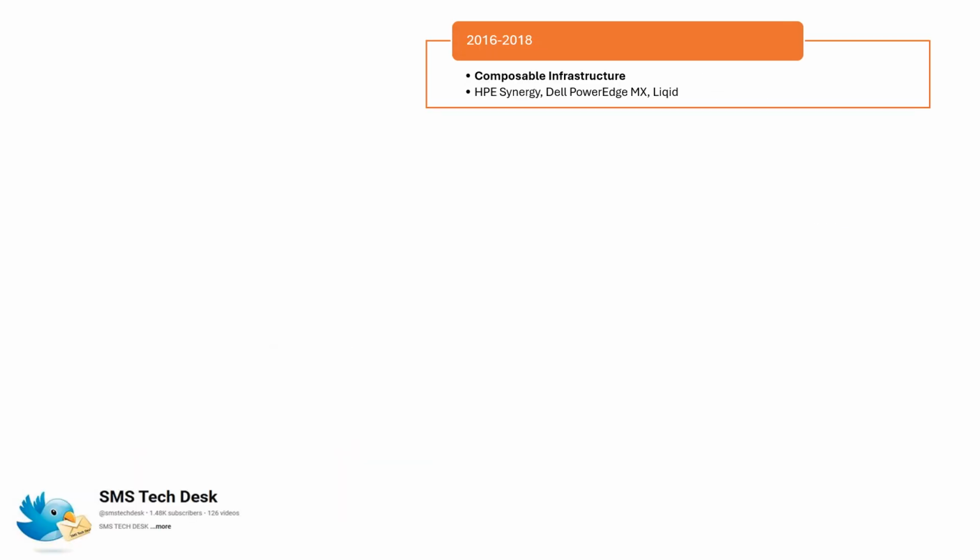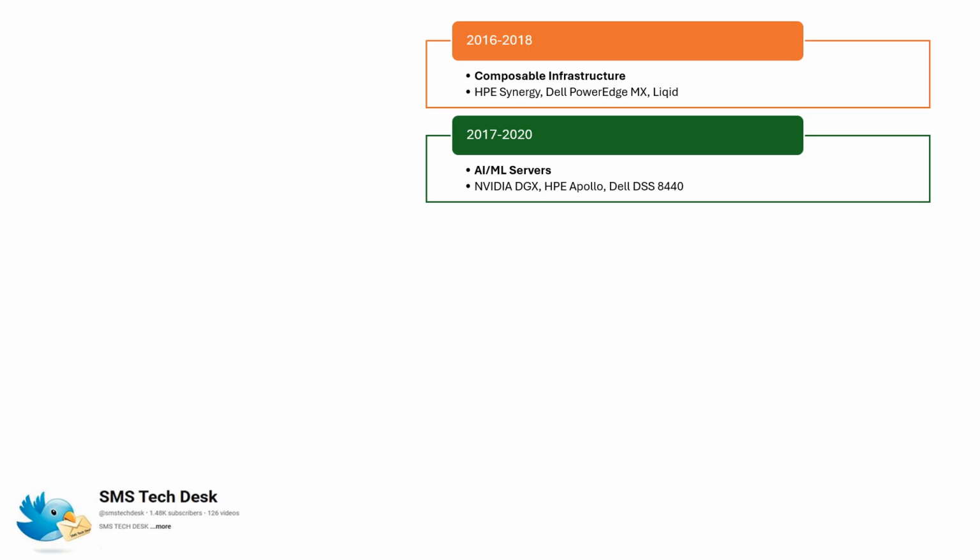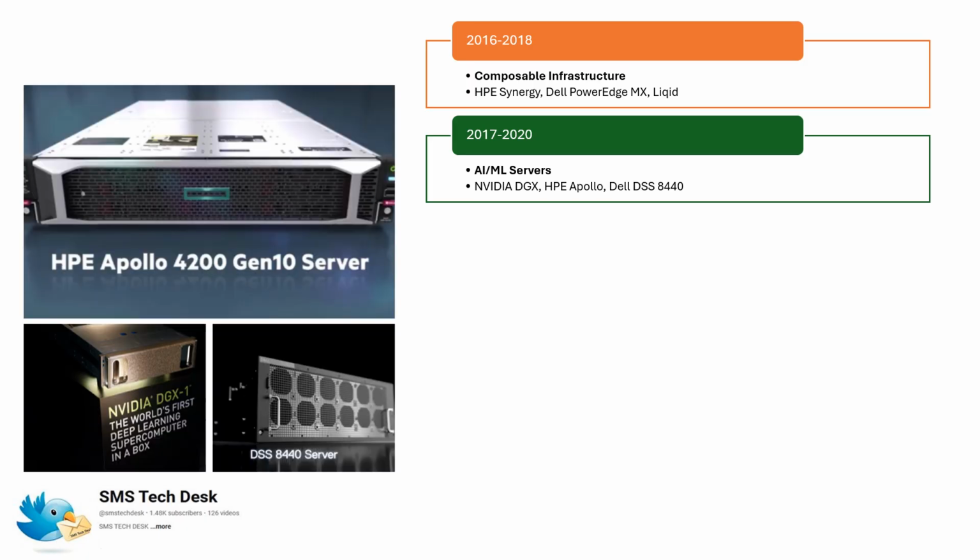Then came the AI wave. From 2017 to 2020, specialized AI/ML servers like NVIDIA DGX, HPE Apollo, and Dell DSS 8440 were built to handle GPU-intensive tasks like deep learning.